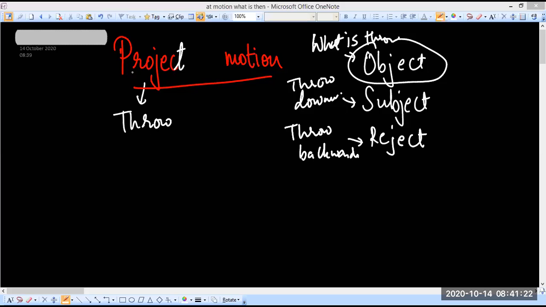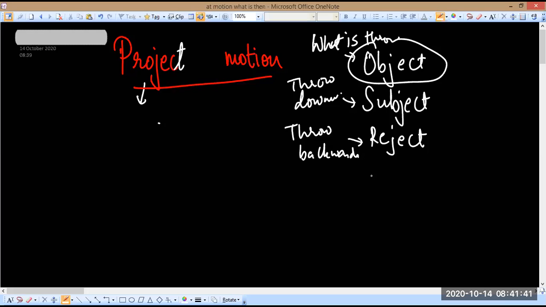Now if someone is going to say project, then you are not going to say throw, right? સ્કૂલમાં બહુ પ્રોજેક્ટ કર્યા હતા. Okay, but actually the word project means to throw, right?